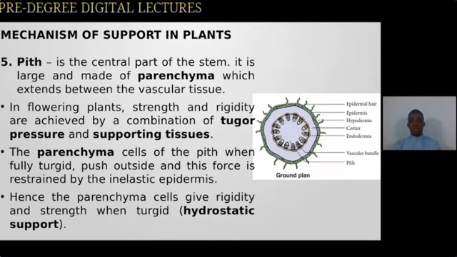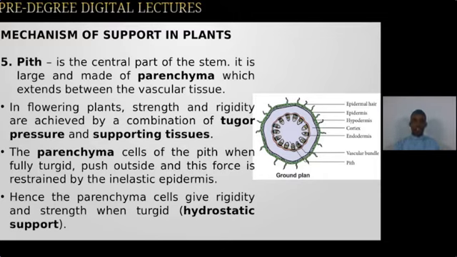Now, the innermost part of the plant is the pith. It's the central part of the stem. It is made of parenchyma and extends between the vascular tissues. So the diagram there shows you all these things that we've talked about.